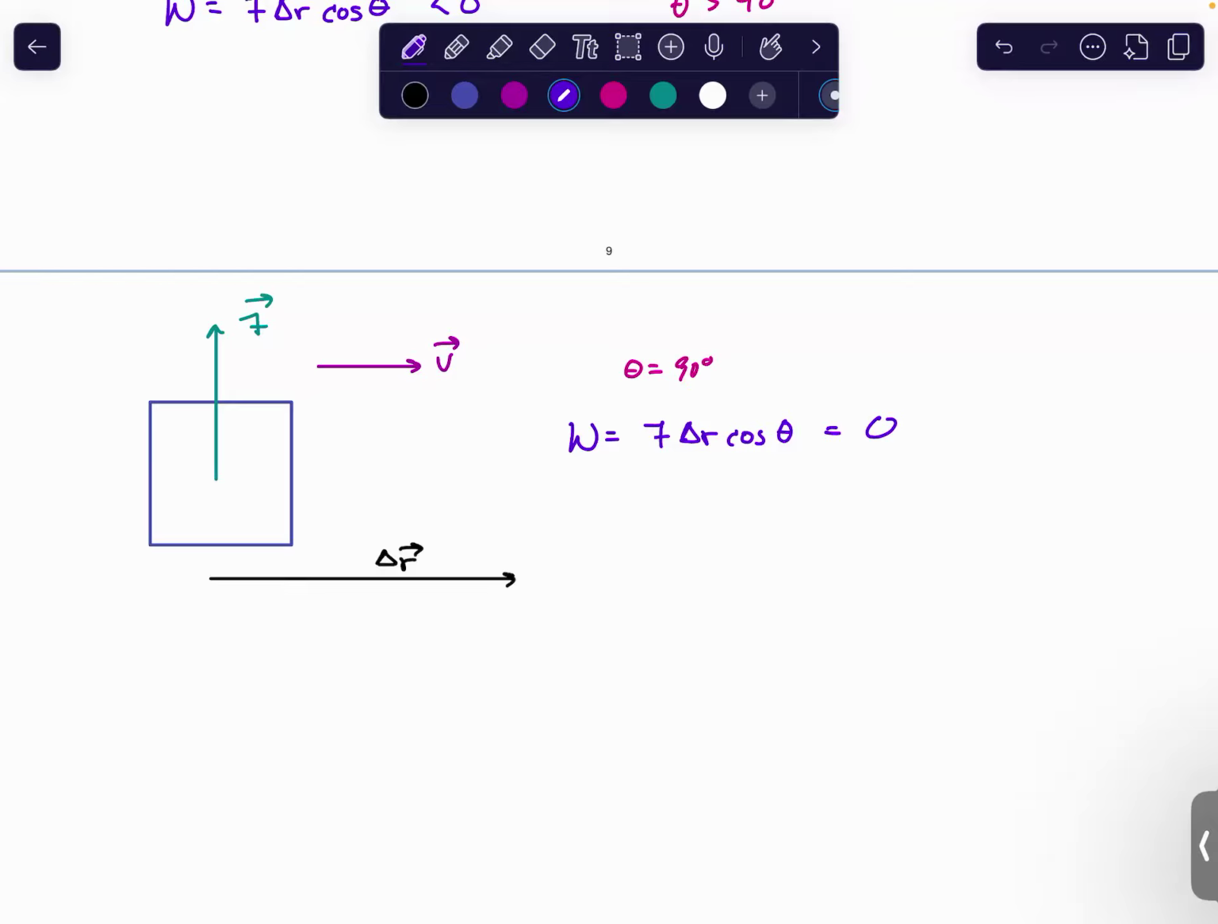Does work have units? Yes, units of energy. Oh, yeah. Newtons times meters, Newton meters, which is what? Joules.